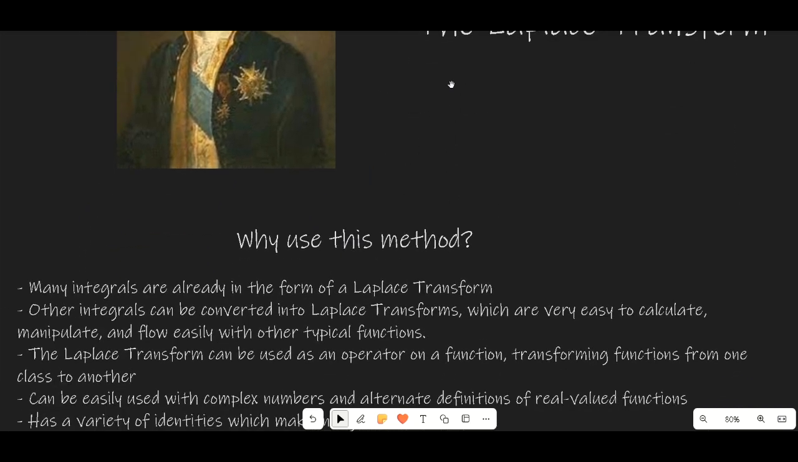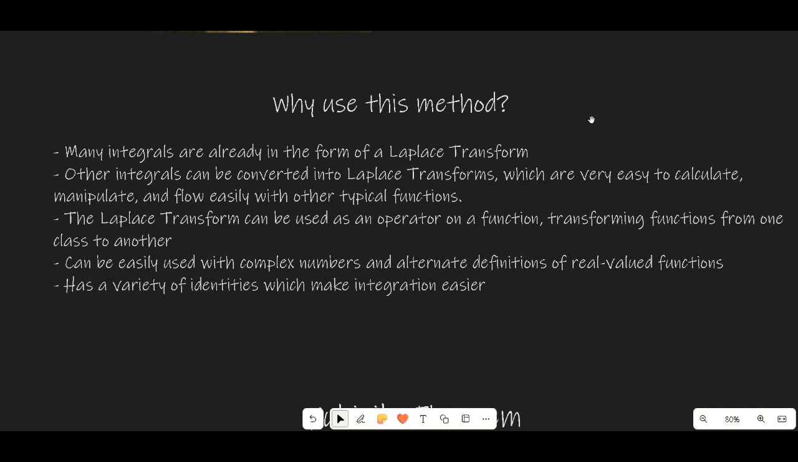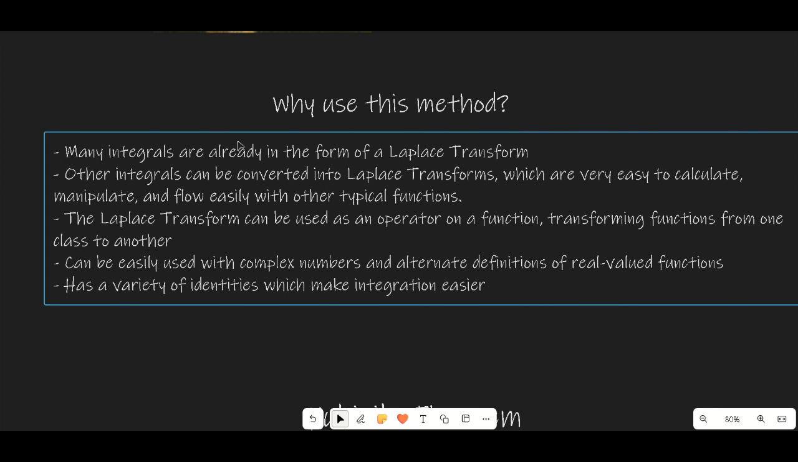So before we get started, we're going to discuss, of course, why do we want to use this method? There are several reasons, and there are actually very many different ways to use the Laplace transform. One reason is that many integrals already look like a Laplace transform, which just means sometimes solving the integral directly might be kind of nasty, but using the definition and the rules of the Laplace transform, we're going to be able to solve it more easily because of all the rules in the Laplace transform that are helpful to us.